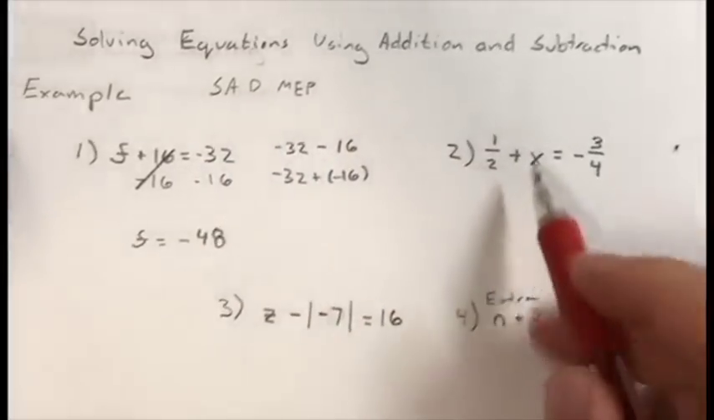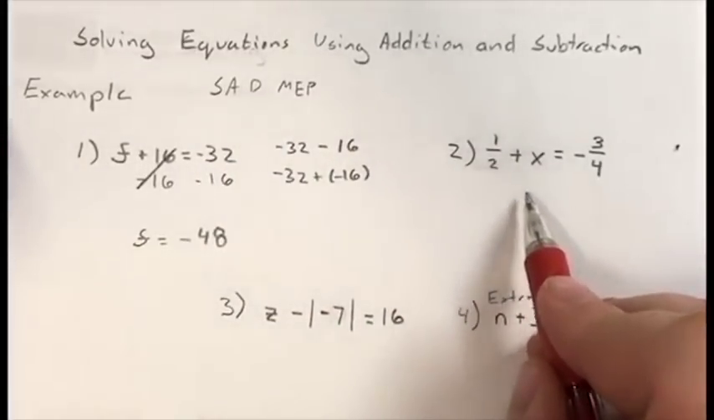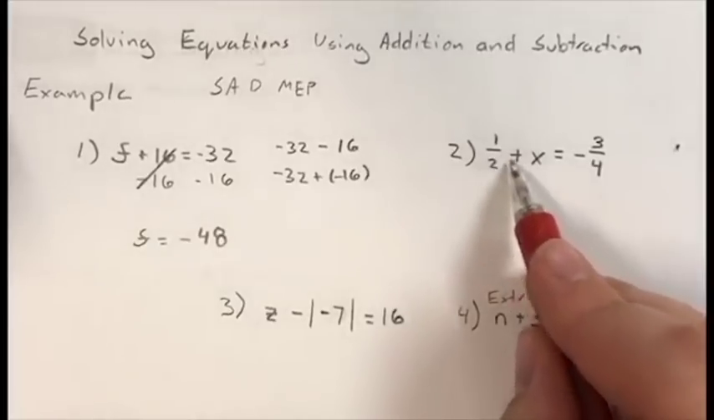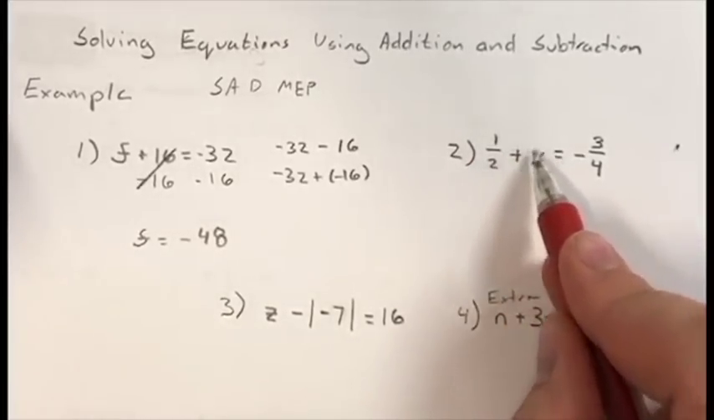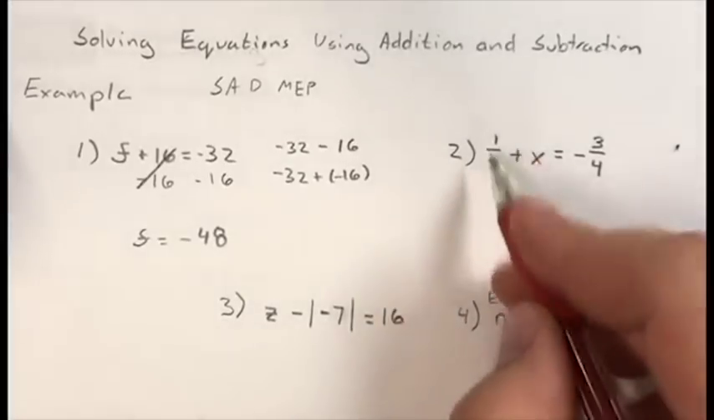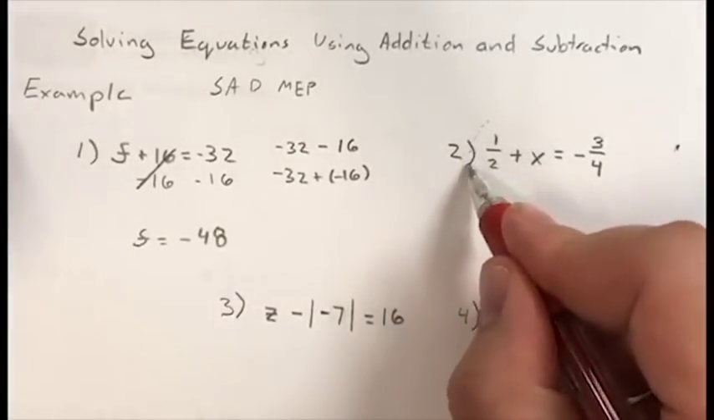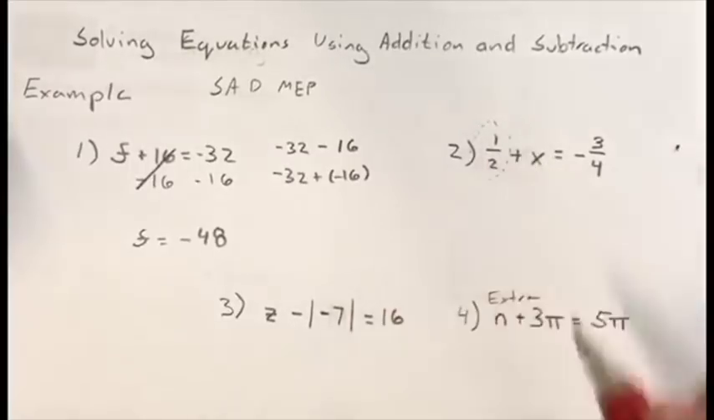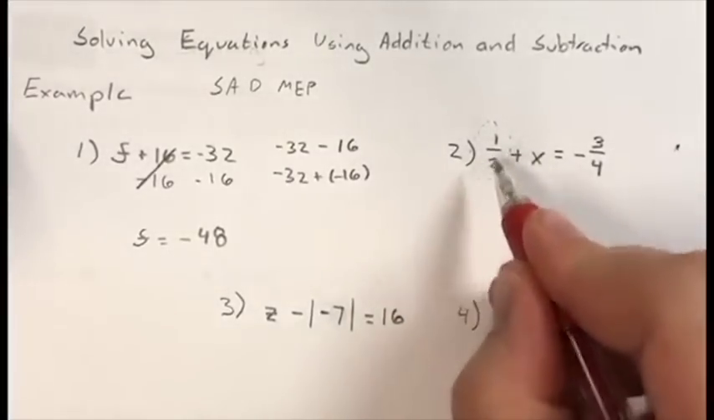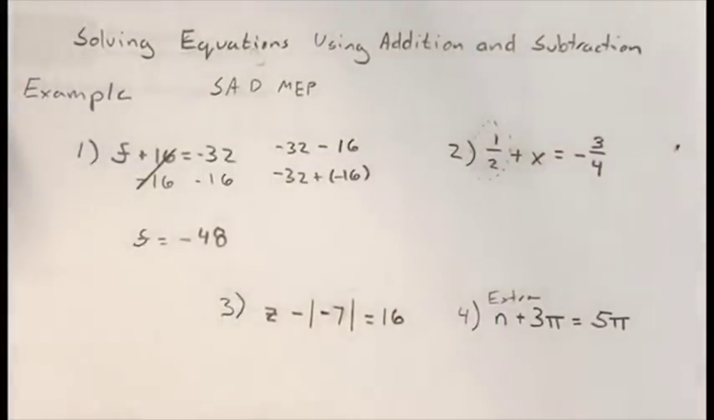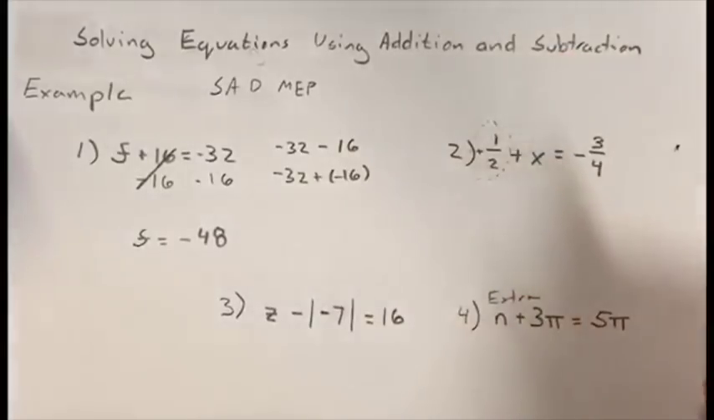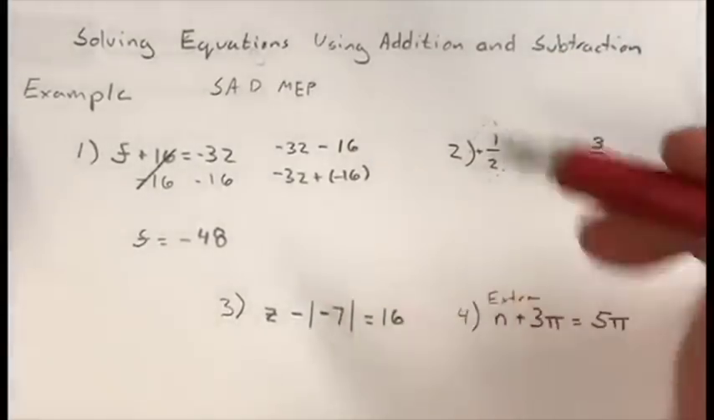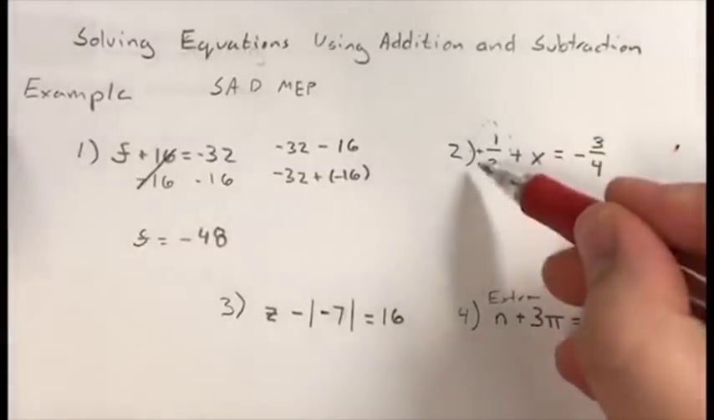SADMEP. All right, so is there any addition and subtraction? Yes, but here's the thing. I want you to look at this guy. I'm trying to get the x by itself, so what I'm trying to get rid of is this one. I'm not worried about this. So look at this. This says 1/2, but it's not just any 1/2, it's a positive 1/2. So technically there's a little plus right there. So how do I get rid of a positive 1/2? How do I get rid of it?